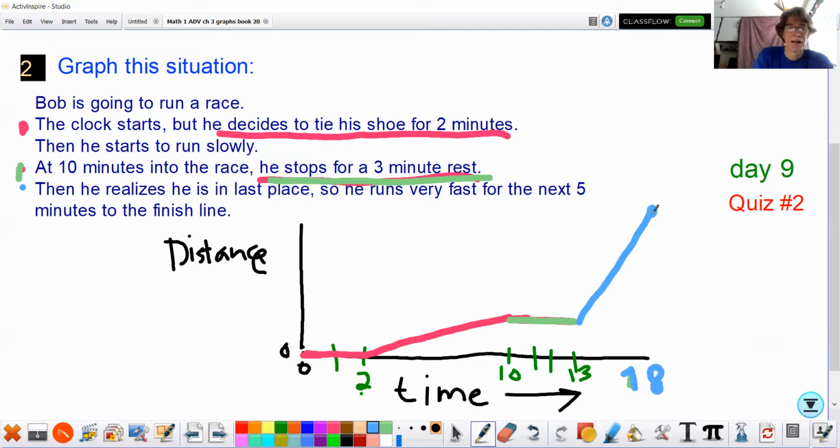But now he's really far. I don't know how far he went. I don't know, 10 miles, who knows, right? Okay, so now he ran really fast. Whew, and he finally got to the end. Okay. And there's our graph.